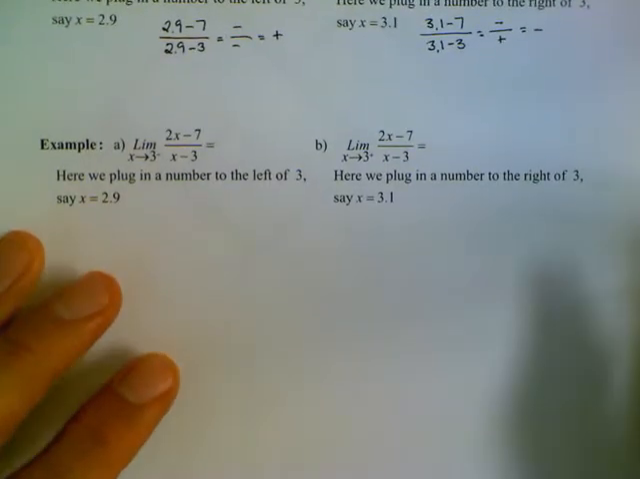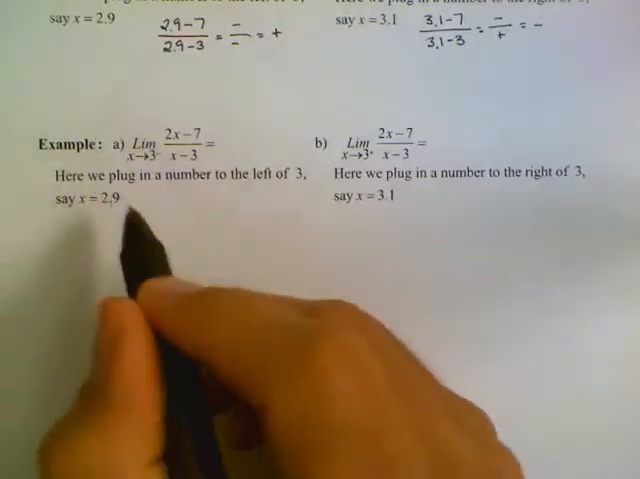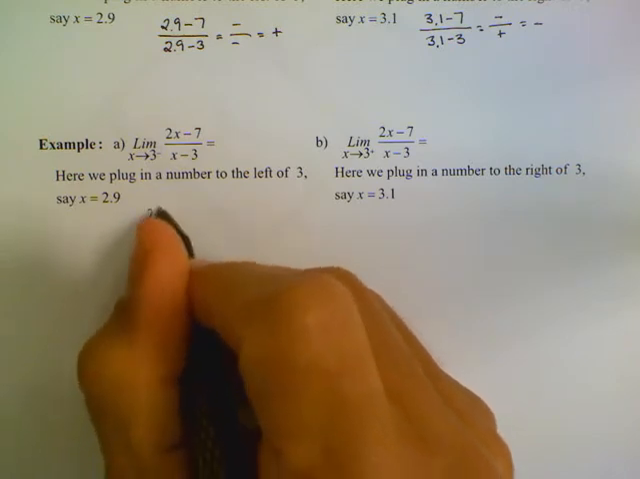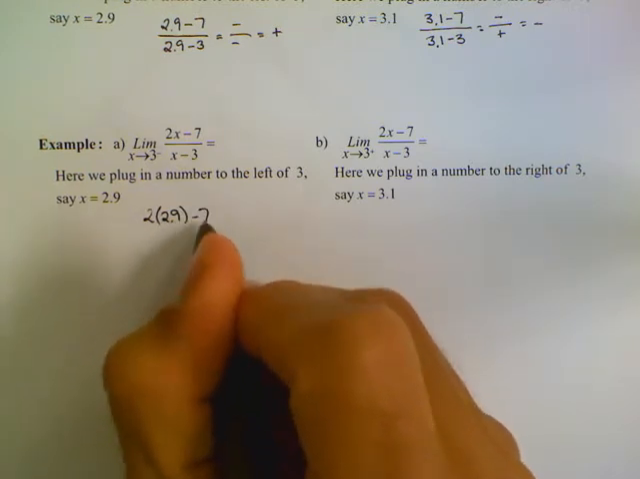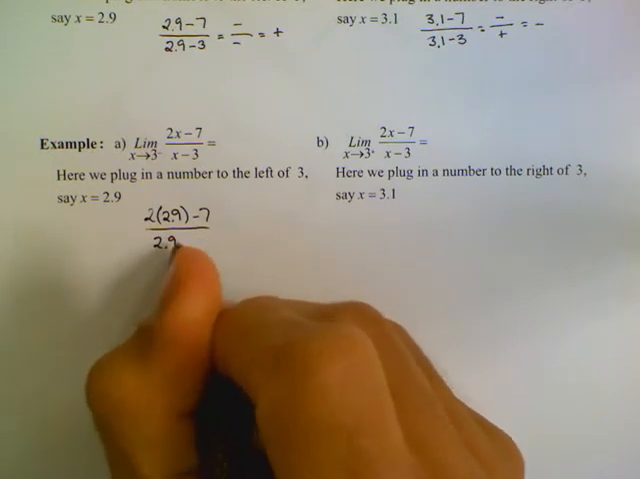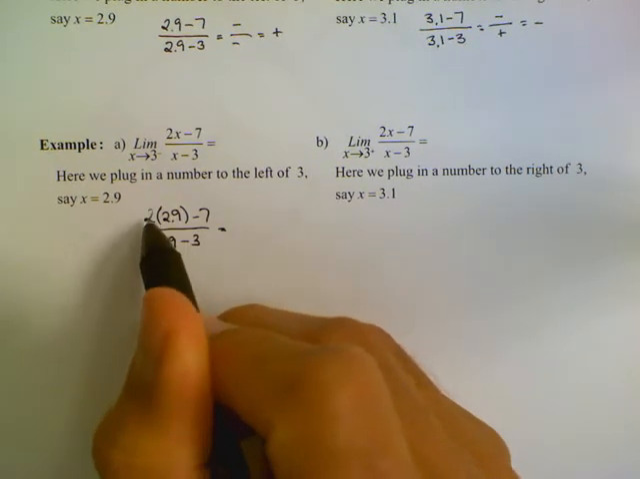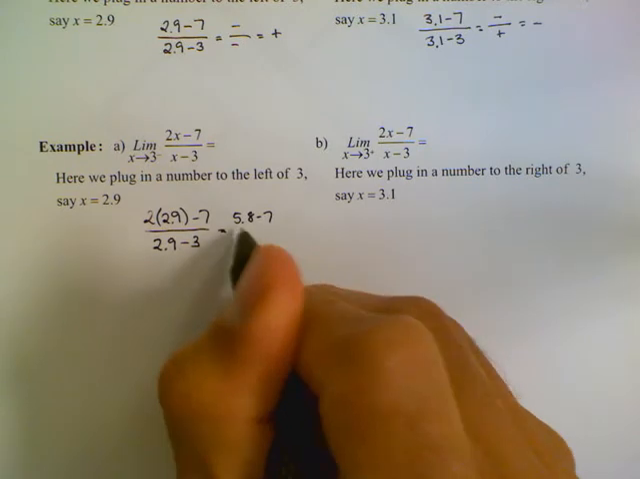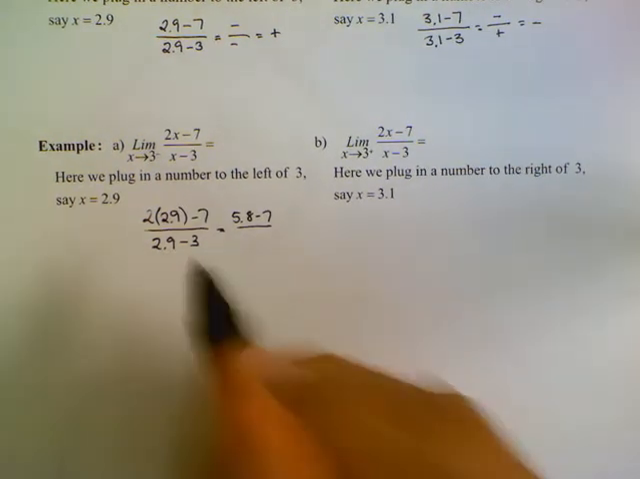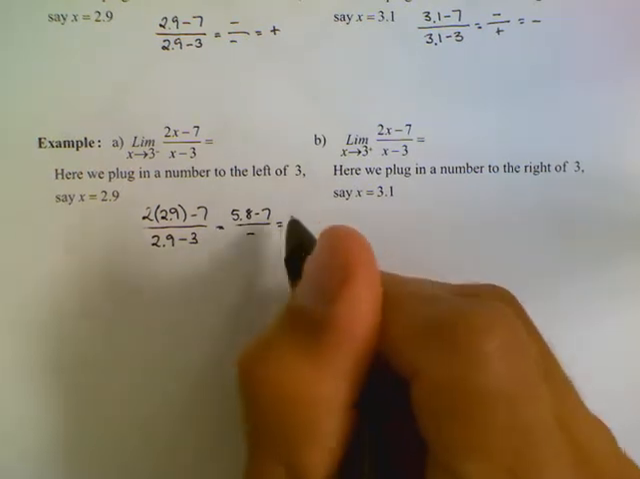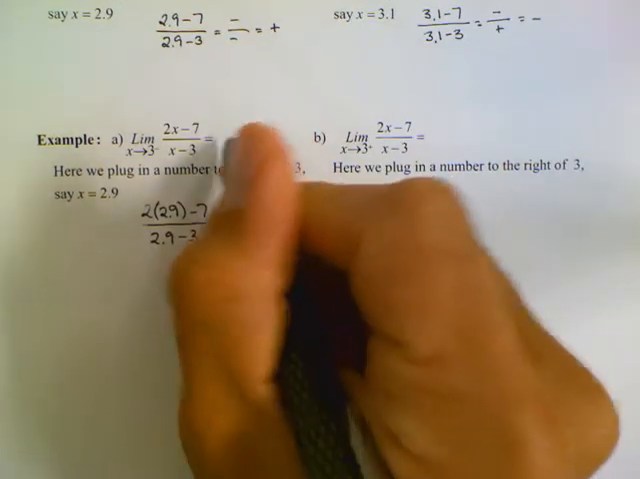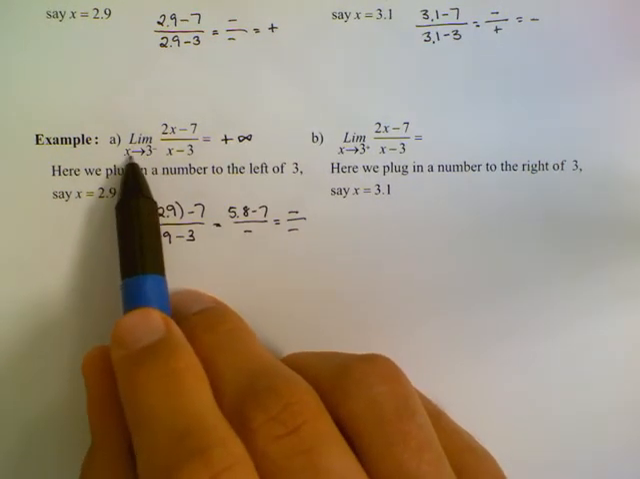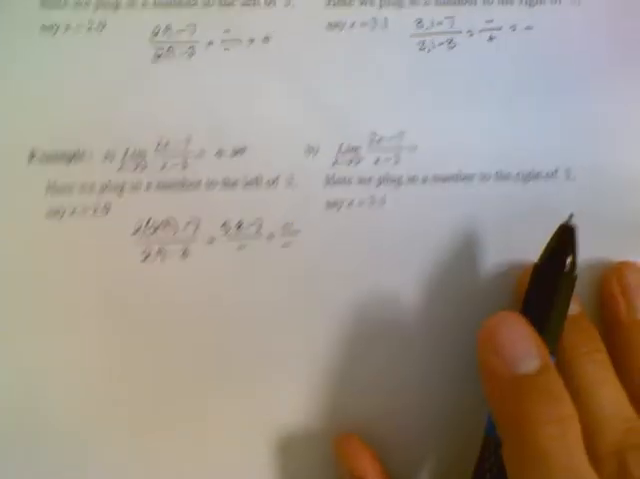The last example we'll do on this video is this limit here. So we'll substitute in 2.9. So 2 times 2.9 minus 7 over 2.9 minus 3. Well, that's 5.8 minus 7. And then 2.9 minus 3 will be a negative number. So 5.8 minus 7 is a negative. So we're getting a negative divided by a negative. So I know that this limit, approaching 3 from the left-hand side, will be infinity.